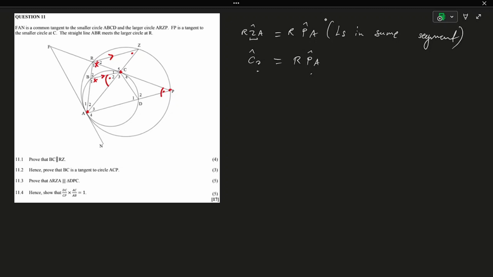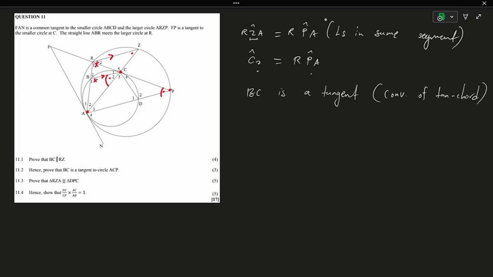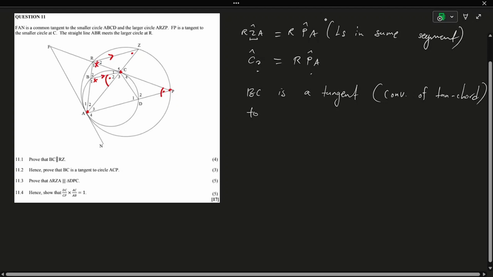This means that we can therefore say BC is a tangent because of the converse of the tan-chord theorem, right? Because we proved it backwards or in reverse. So we found that these two angles are equal, and because it is an assumed circle, we therefore say it's a converse of a tangent theorem. So we did prove that BC is a tangent to circle ACP, just like that. So this is just your 3 marks. You don't need to think too much about it.